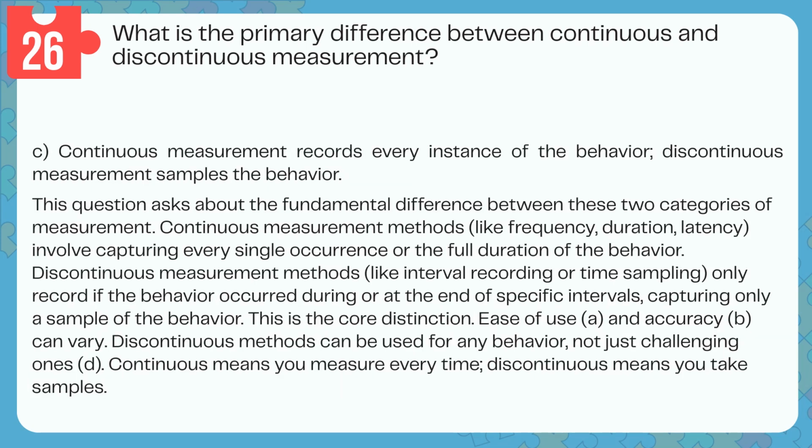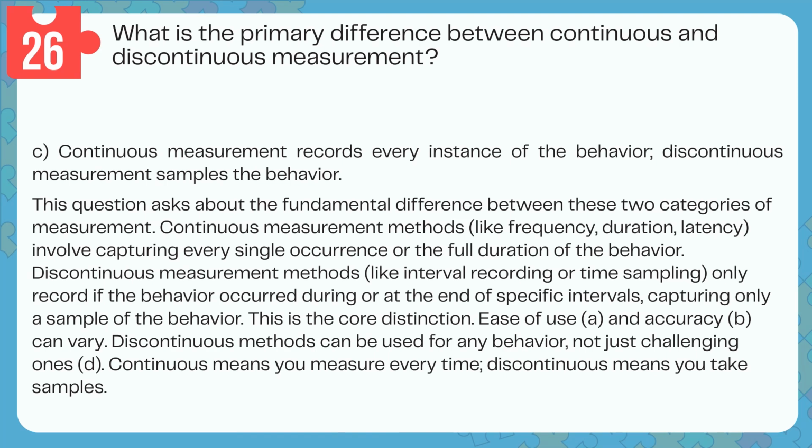Answer C. Continuous measurement records every instance of the behavior. Discontinuous measurement samples the behavior. This question asks about the fundamental difference between these two categories of measurement. Continuous measurement methods, like frequency, duration, latency, involve capturing every single occurrence or the full duration of the behavior. Discontinuous measurement methods, like interval recording or time sampling, only record if the behavior occurred during or at the end of specific intervals, capturing only a sample of the behavior. This is the core distinction.